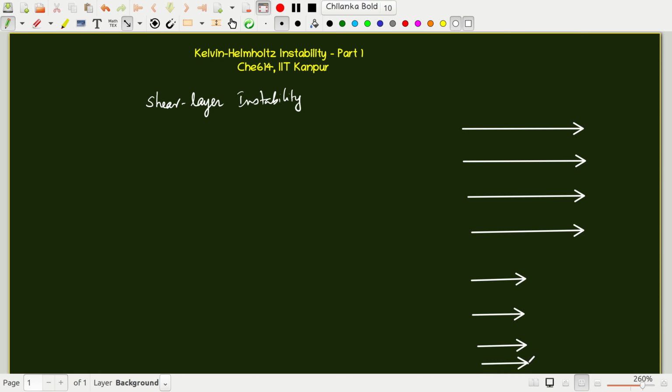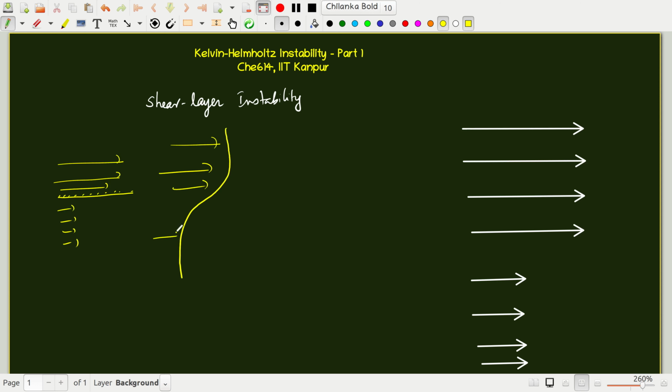You may have what is called a splitter plate. You have a rigid plate, and fluids with two different velocities are coming in contact, and then eventually they'll form what is called a shear layer. The velocity will be more here, the velocity will be less here, and there'll be a continuous variation of velocity. Now this has been simplified or abstracted as something like this.